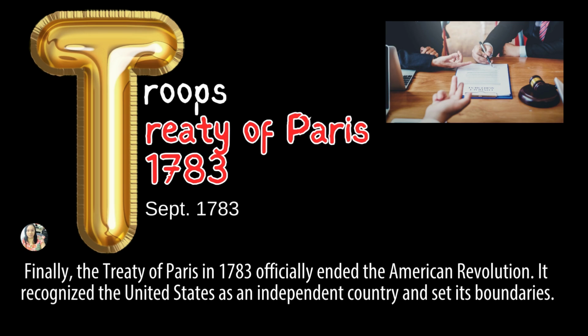And at the very end, we have T for troops, or the Treaty of Paris of 1783. Finally, the Treaty of Paris in 1783 officially ended the American Revolution. It recognized the United States as an independent country and set its boundaries.